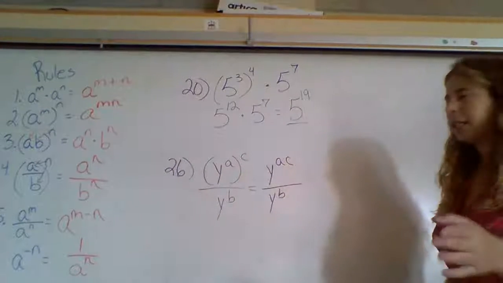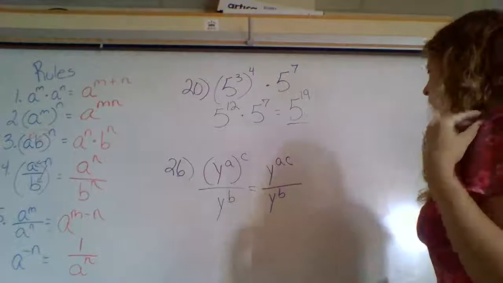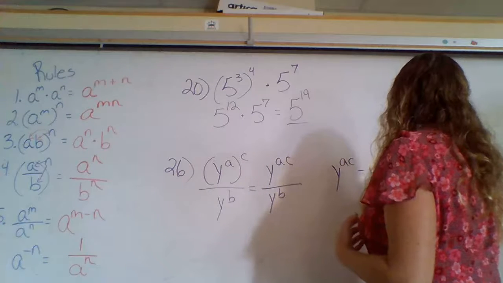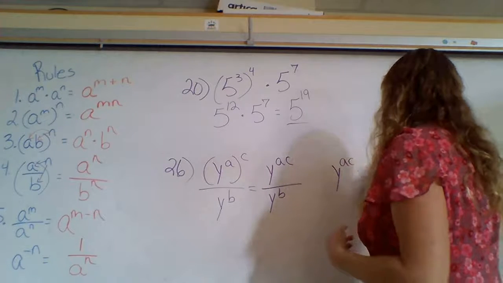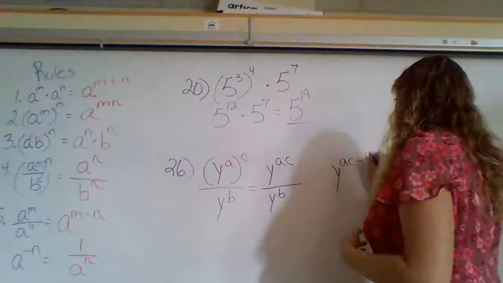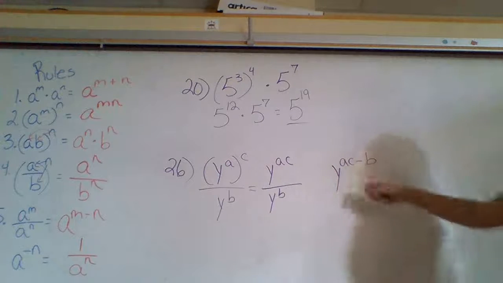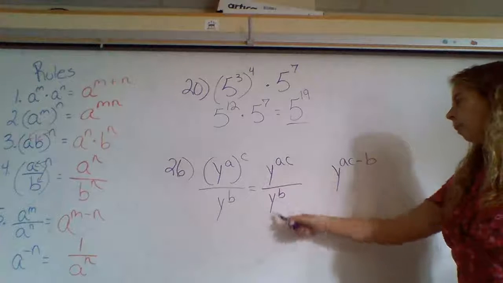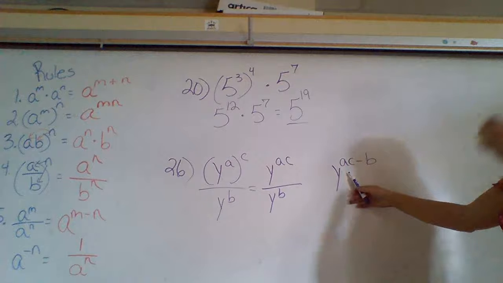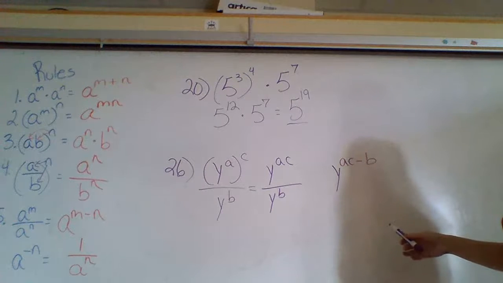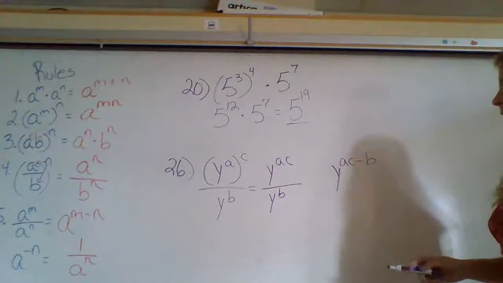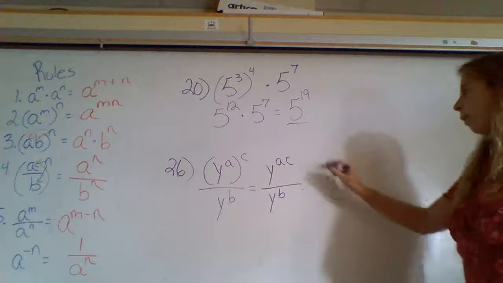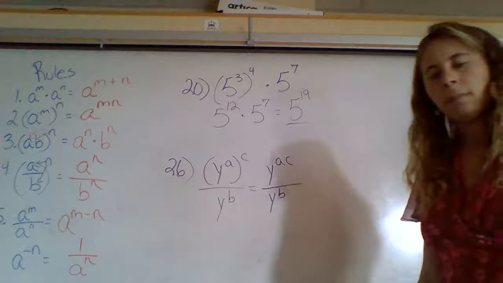Well, okay. This is simplified form, but some of you might go, oh, I can also write this as Y to the AC minus B. And yes, you can, but that's not the simplified form, okay? This is our simplified form, so we're leaving it like this. But yeah, this is also true because this is rule number 5. So no, don't go there. But you're right, that means the same thing. But this is our simplified form. Okay, now I'm done.